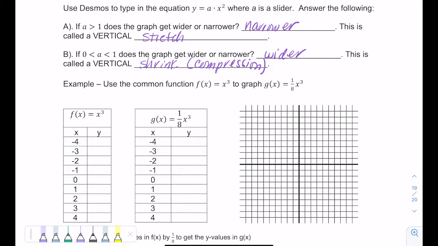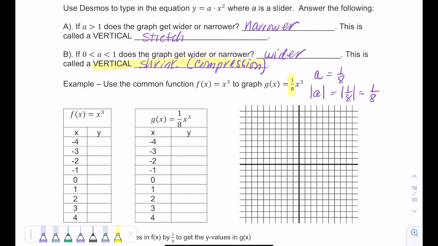So if we look at this example here, we're going to take the x cubed function, and if I pay attention to the a value, right, I want to look at the absolute value of a, because I don't care if it was a negative 1/8, a negative will just reflect it. The absolute value of 1/8 is just 1/8, okay? 1/8 is between 0 and 1. That tells me that this is going to be a vertical compression. It's going to take the graph and it's going to get wider, okay?